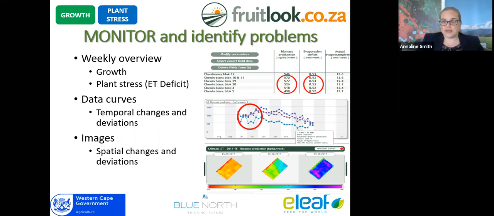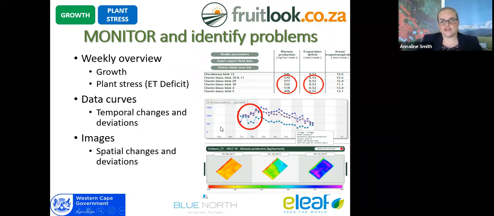So the big thing that people use there is basically those four: growth and the three waters, mostly the growth and the ET deficit. That's the first one people look at. Then you can also use the data curve. So every 2 to 3 weeks, I would draw in a couple of graphs to see if they're all still running parallel to each other, to see if there are any temporal changes and deviations.